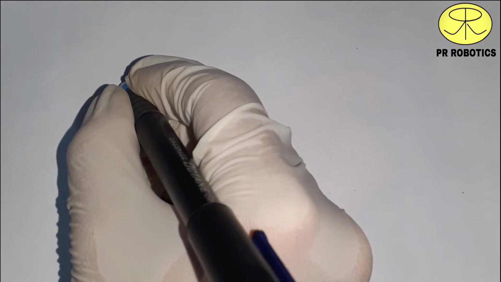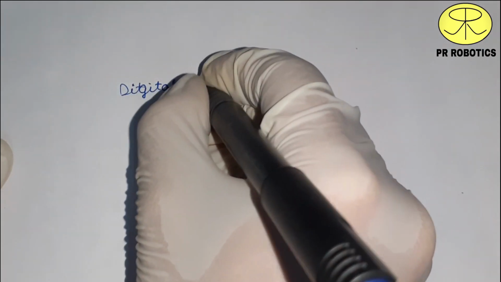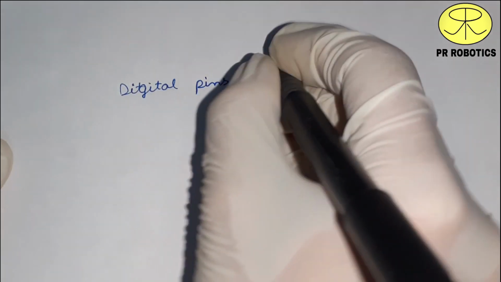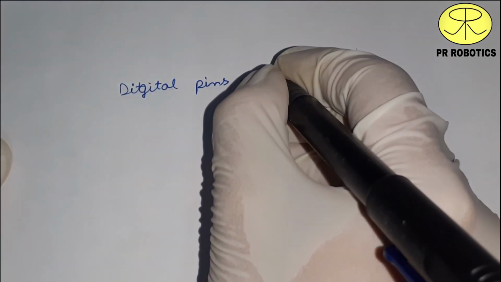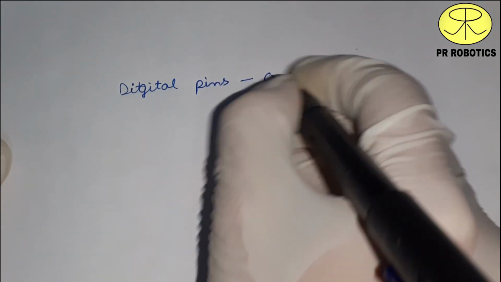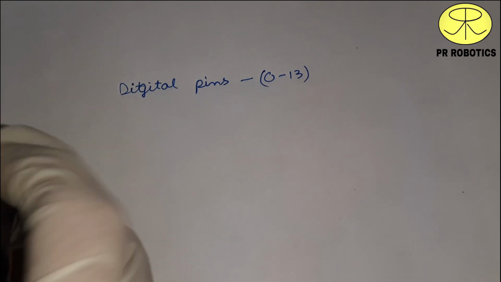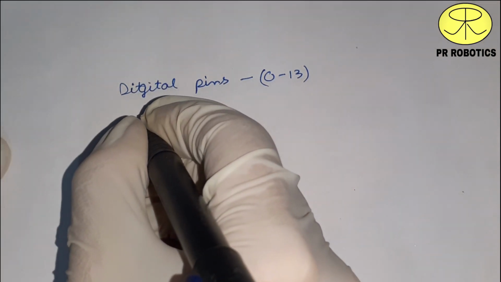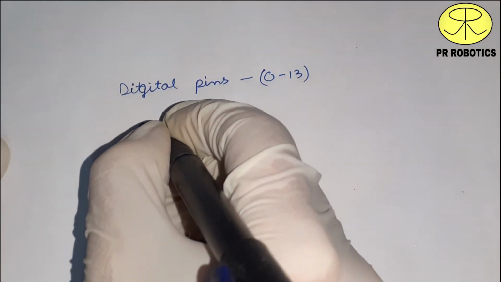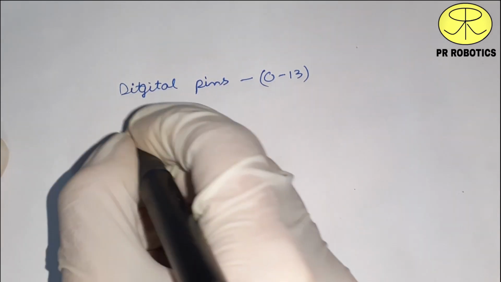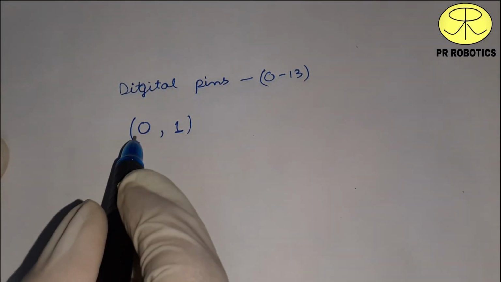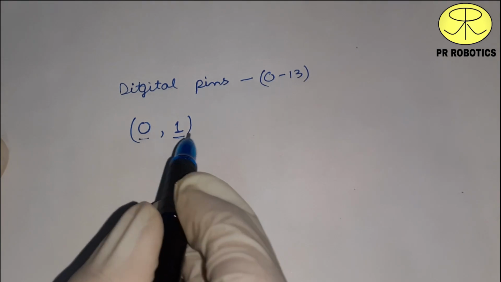So we have digital pins starting from 0 to 13. Now what does this digital mean? Either the LED will turn on or off. That is, we have only two commands, either off or on.